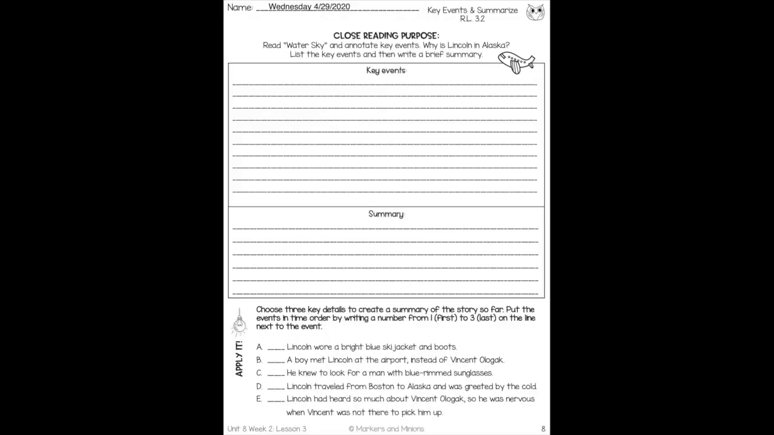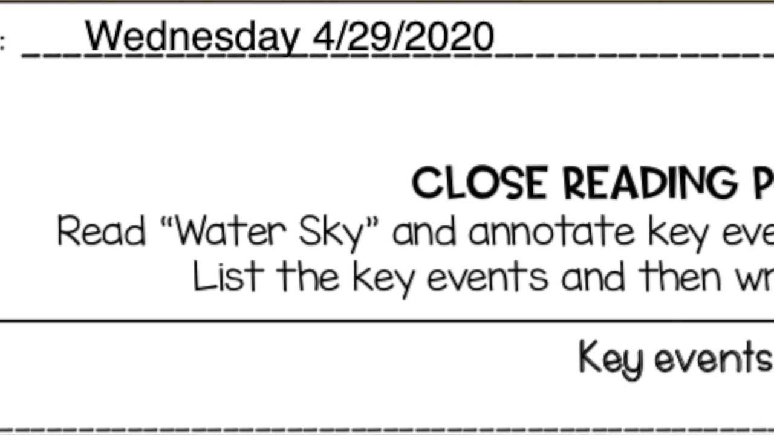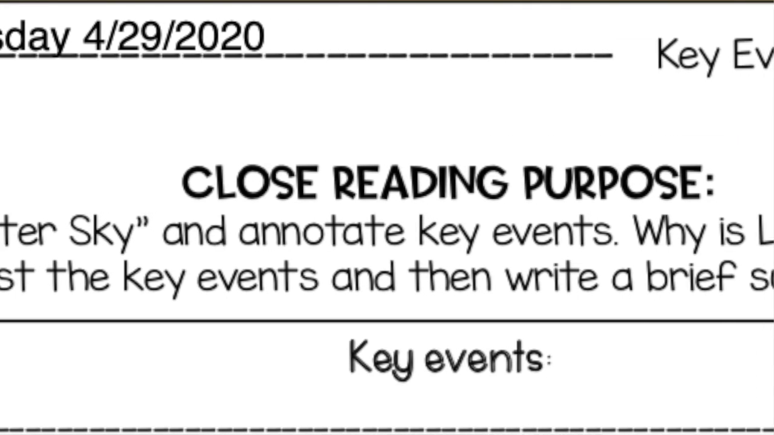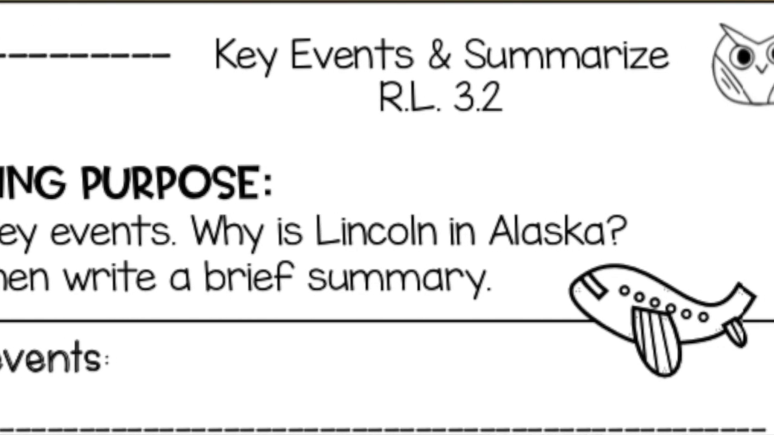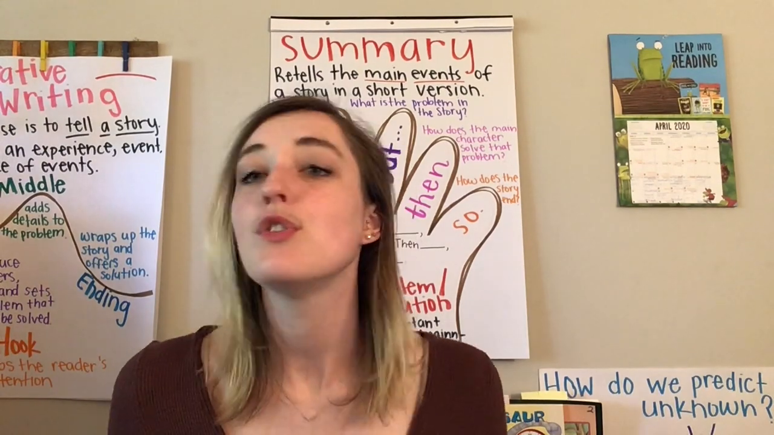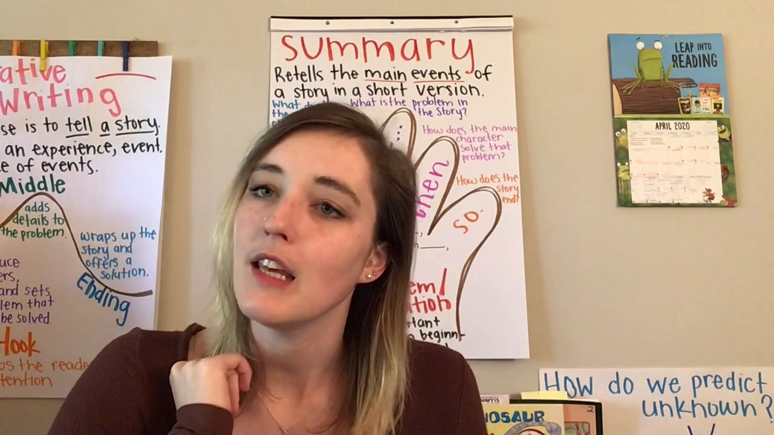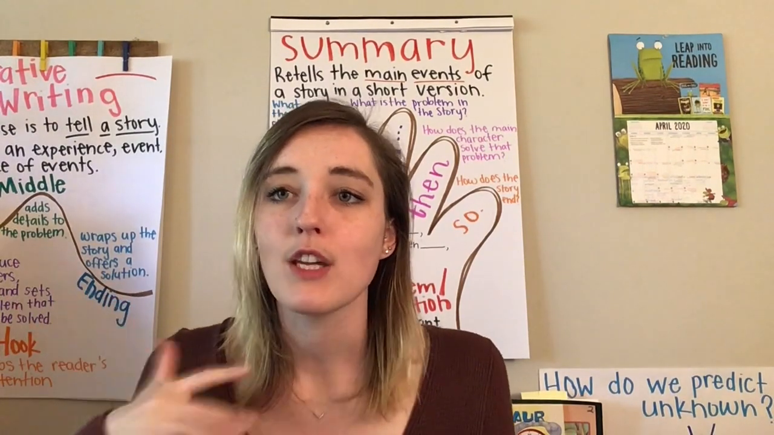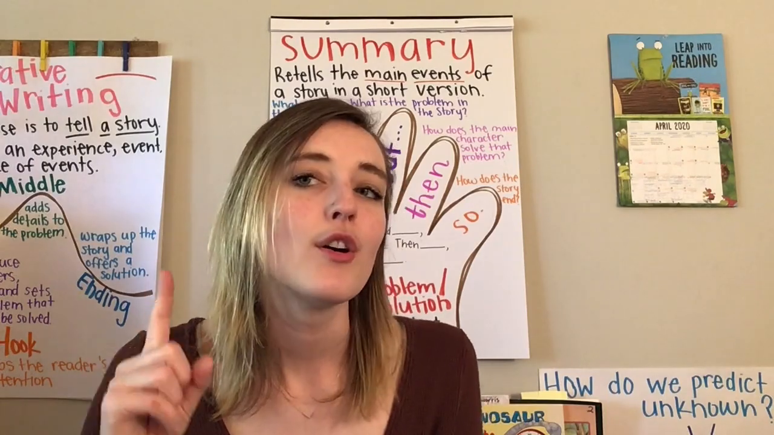Open up your close reading packet to this page, and we're going to read the directions. Read Water, Sky. We read paragraphs 1 through 16, and annotate key events. Why is Lincoln in Alaska? List the key events and then write a brief summary. I would like you to write down 5 key events that happened in our story on the key events page. And then I would like you to write a summary. What has happened in our story so far? Go do that now.